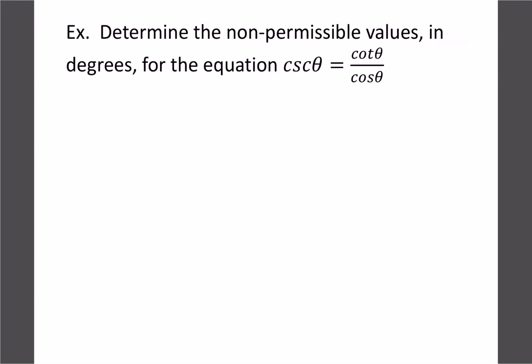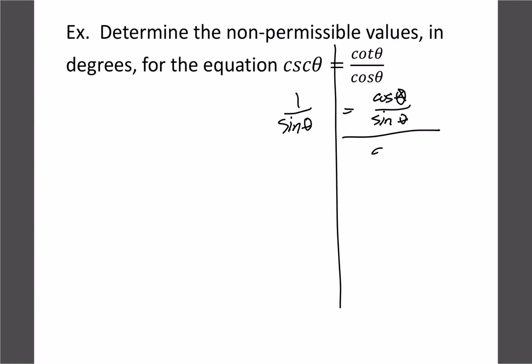So pretty short one today. So here's our first equation. We've got cosecant equals cotan over cos, so let's prove this as well as figure out our non-permissibles. If we look at just the cosecant part, we know that's equal to 1 over sine. And if we look at the other part, we've got cotan, so that's cos over sine theta, not x. And we're dividing that by cos. And let's put it as cos over 1, just to help us out a little bit.